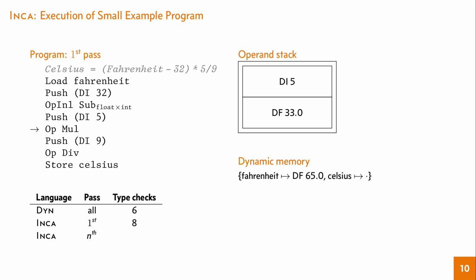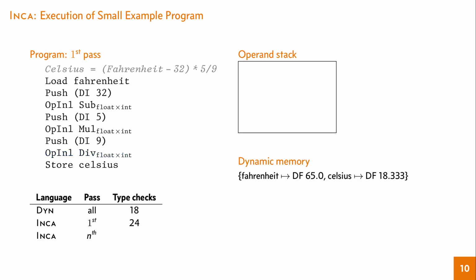The execution continues and some more operations get inlined. On the first pass, we see that Inca was slower than DIN because it had to pay the upfront cost of optimizing the program. But on subsequent passes, in case of a cache hit, the inline operations are directly used and the Inca virtual machine needs fewer type checks in total and will perform better.